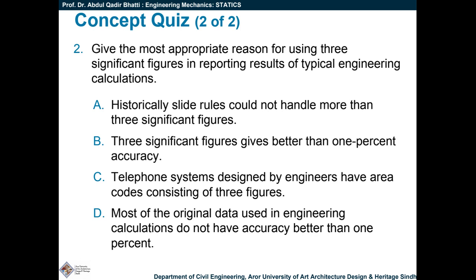3 significant figures gives better than 1% accuracy. So B or D? Yes, sir. B is near close, okay, but D may be the best choice.